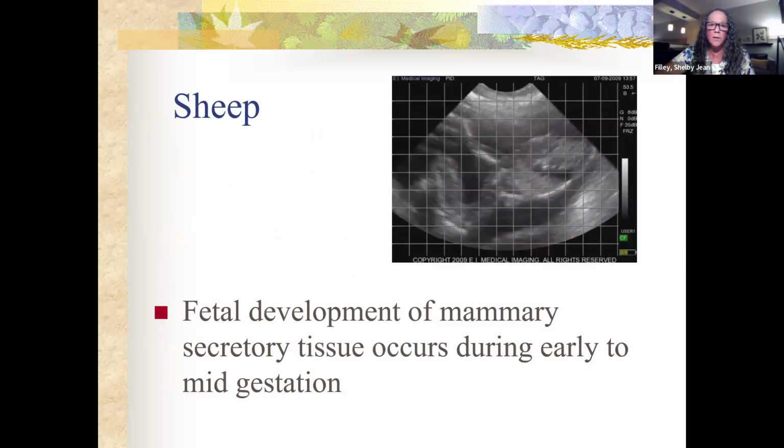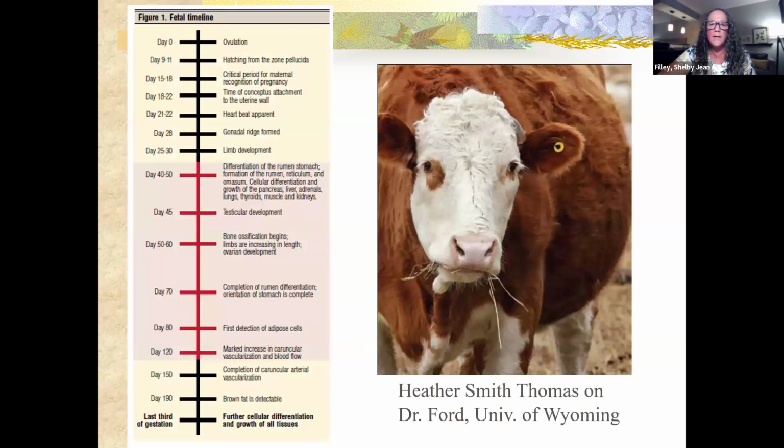And so what researchers have found is that the fetal development of mammary secretory tissue occurs during early to mid gestation. So here's this little lamb, and in early to mid gestation, the secretory tissue of this little lamb's mammary gland is being developed. And so if we don't feed that dry ewe the proper amount of feed, then that affects her fetus's, her lamb's, secretory tissue. So here's an example of a cow. That's a pretty big cow.